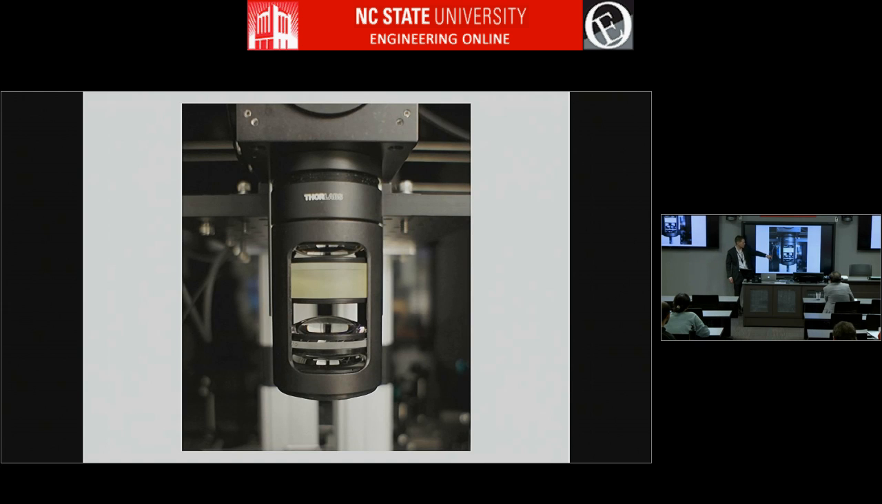This is the custom objective, so this has a few custom lenses in it. This gigantic achromat here in the middle, or doublet, is custom. The terminal element's custom as well, and there's one more custom lens in here. Then we have some off-the-shelf lenses as well, and this let us get images like this.